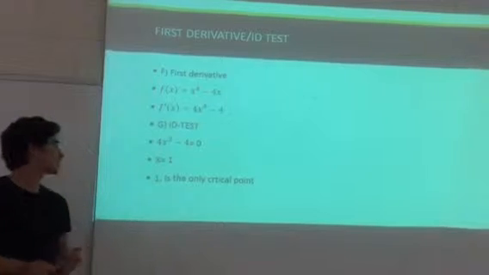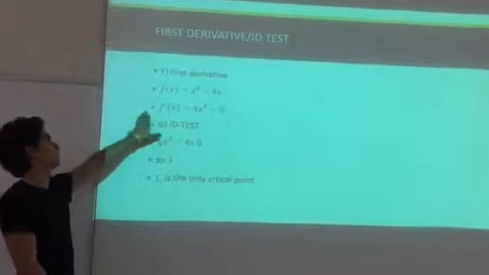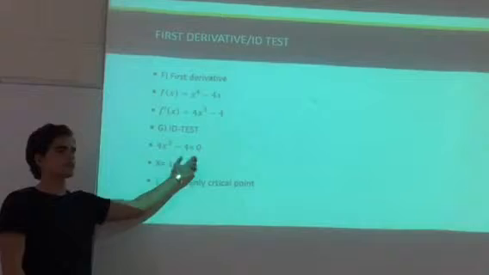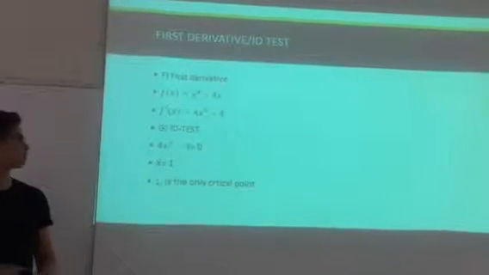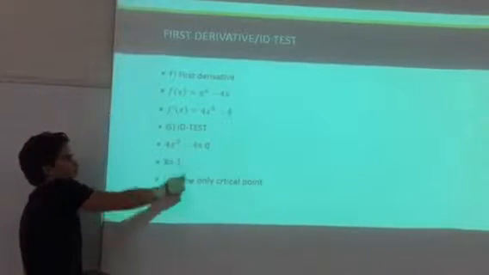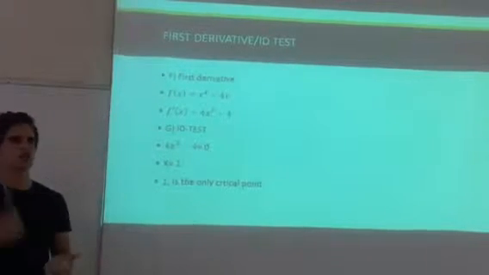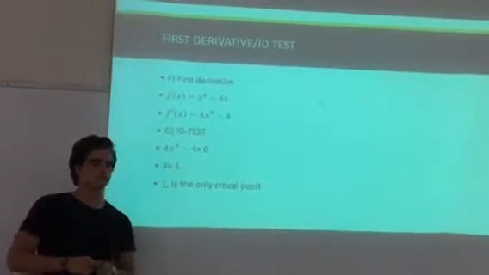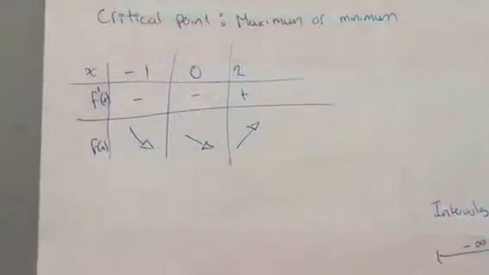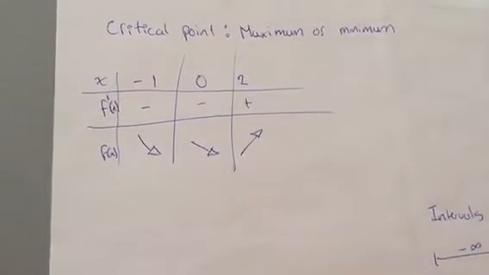Okay, next we need to get the first derivative, and we got it right here. Then we need to equal the first derivative to 0 to get our critical points. Since we can clear x in a simple step, we only get one critical point that is equal to 1. So 1 will be the critical point. Okay, so now we can affirm that 1 is our critical point.